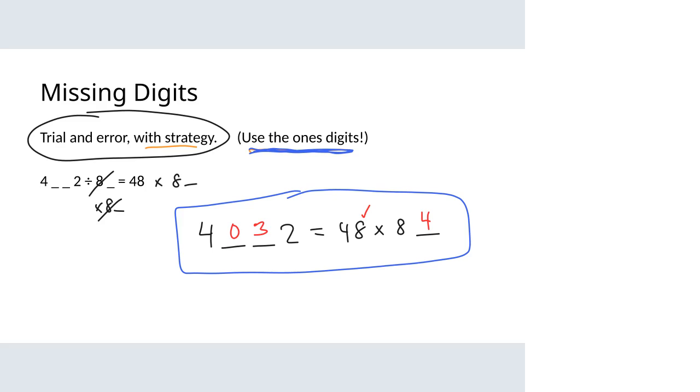I'm going to give you a couple of minutes to play with it. And that's kind of what these questions are. We just play with them. We're just playing with the ideas of multiplication and division and place value and ones digits. Will anything else work?